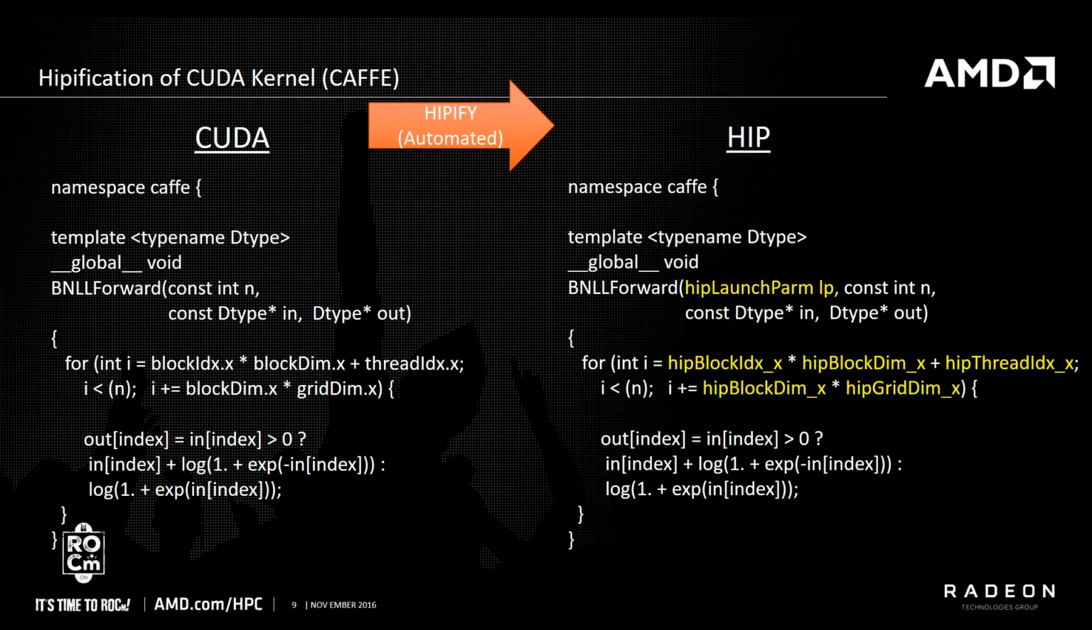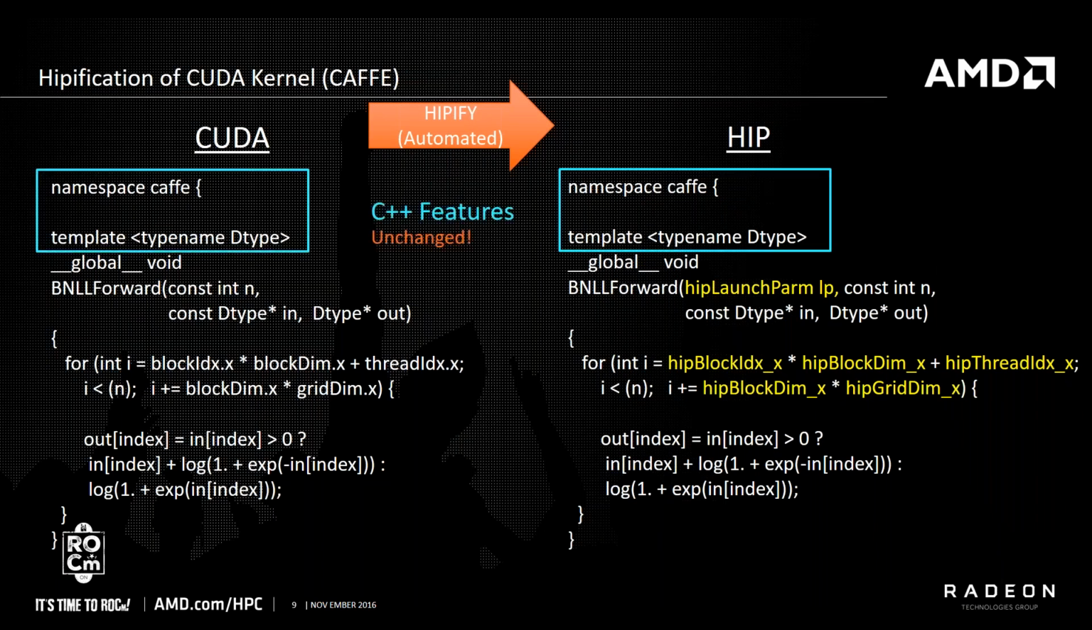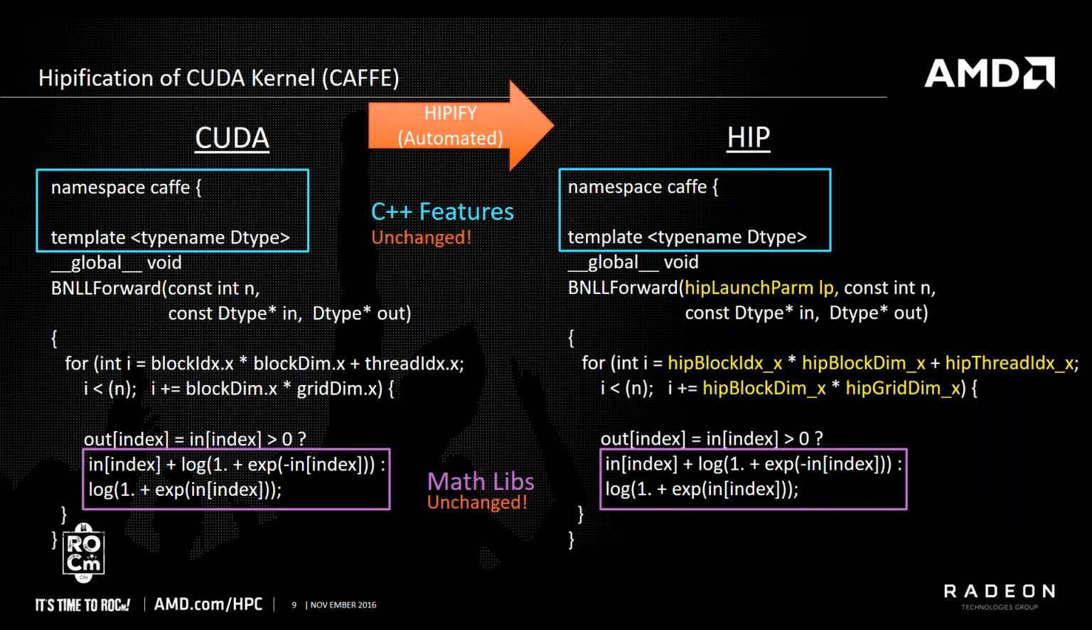We do some changes, and this HIP code we claim can run both on CUDA as well as on ROCm. As you can see, there are not many changes done. We can actually do it by hand, but if the code is very large, for example, Caffe has some 10,000 lines, it can automatically be done by using this tool. Now, the C++ language feature is unchanged. The math library is unchanged. The index is the way it is called. Computation is done.